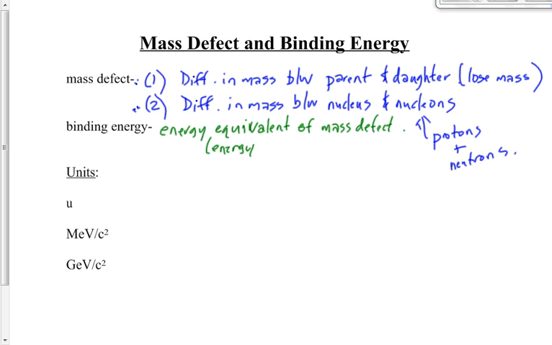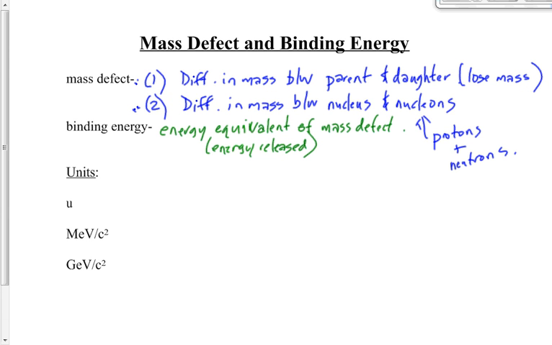It's also, of course, responsible for the difference in mass between the nucleus and the nucleons. But usually for us, again, it manifests itself as the energy that's released in the reaction.